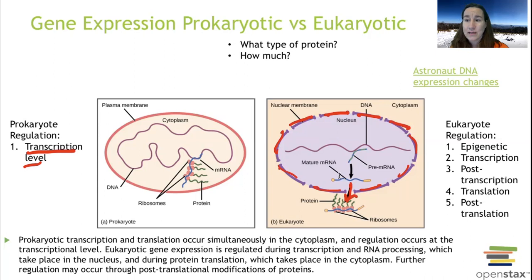So we can regulate every step along the way as far as gene expression, and we'll go into those in the next video. But there is epigenetic, transcription at the actual transcription like this one, post-transcription, because we said rough draft to final draft, translation, taking that messenger and translating it into the amino acid, as well as post-translation. So there's a lot of different places in eukaryotes where we can mess with the gene expression and stop it if we needed to.